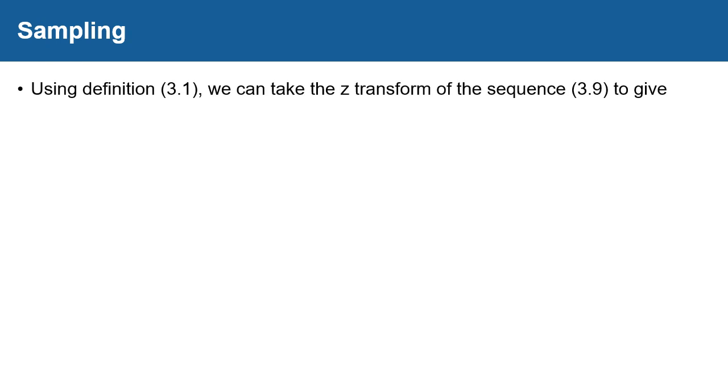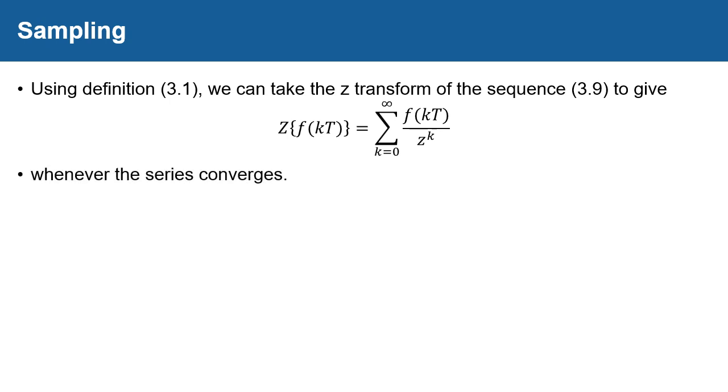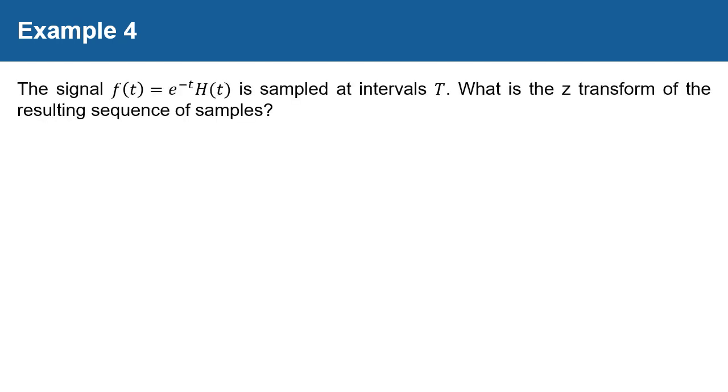Using definition 3.1, we can take the z transform of the sequence 3.9 to give us the z transform of f of kT equal to the sum from k equals 0 to infinity of f of kT divided by z^k, whenever the series converges. Example: the signal f of t equal to e^(negative t) times h of t is sampled at intervals T. What is the z transform of the resulting sequence of samples?